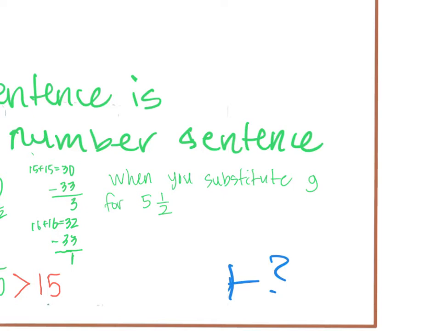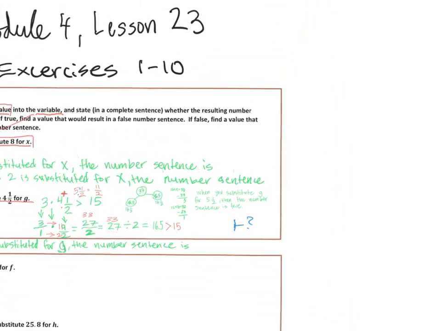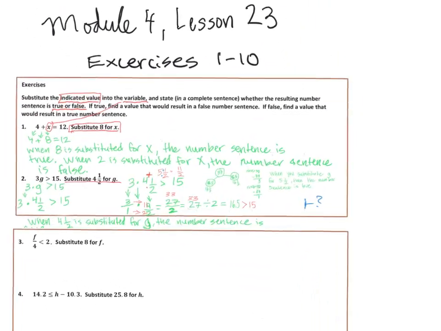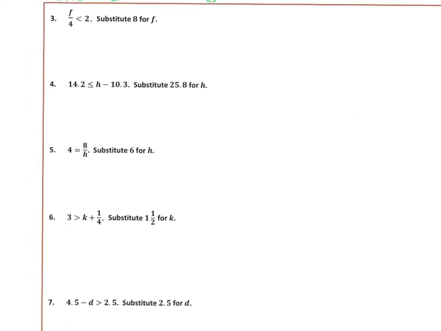So when you substitute g for 5 5/10 or 5 1/2, then, and only then, well, there's other combinations, then the number sentence is true. So we have taken the false statement and we have made it true. Let's go on to number 3.